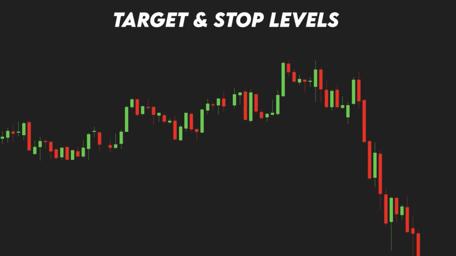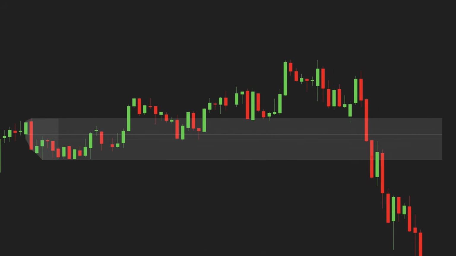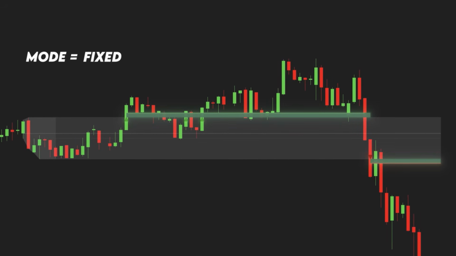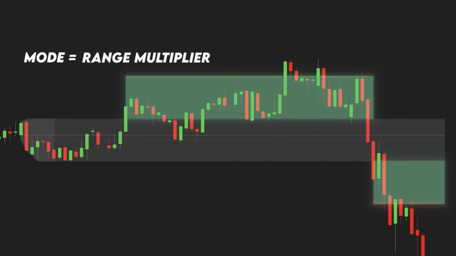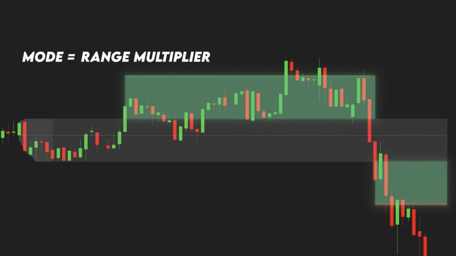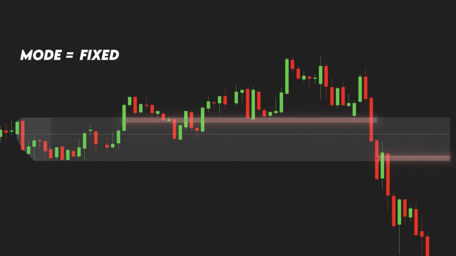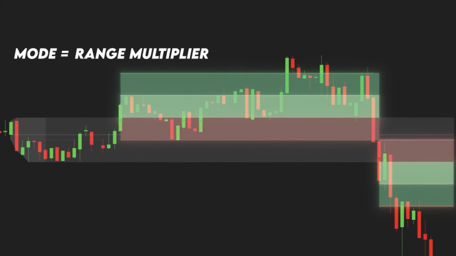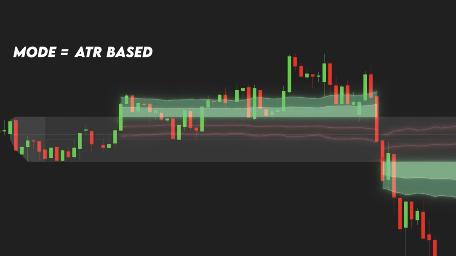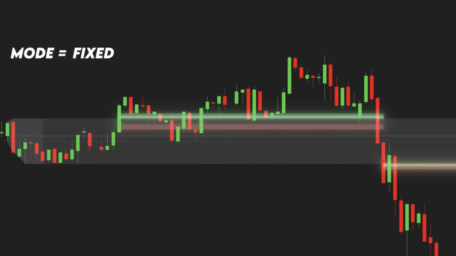The indicator can also display target and stop levels based on the opening range. Targets can be calculated using a fixed distance, ATR-based levels, or a range multiplier derived from the opening range size. Stops can be defined using a fixed distance, ATR-based levels, or a percentage of the opening range. Intermediate 50% levels can also be displayed for both targets and stops.